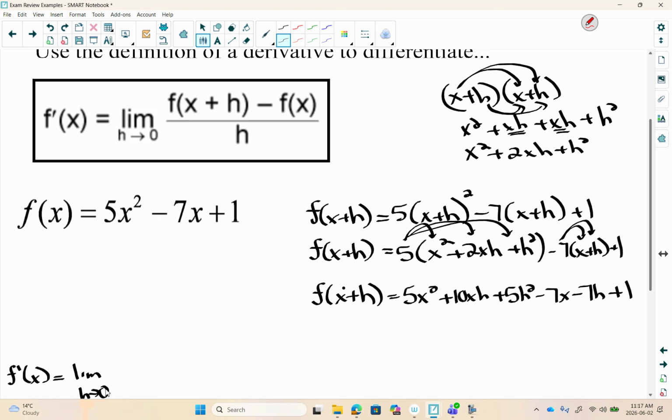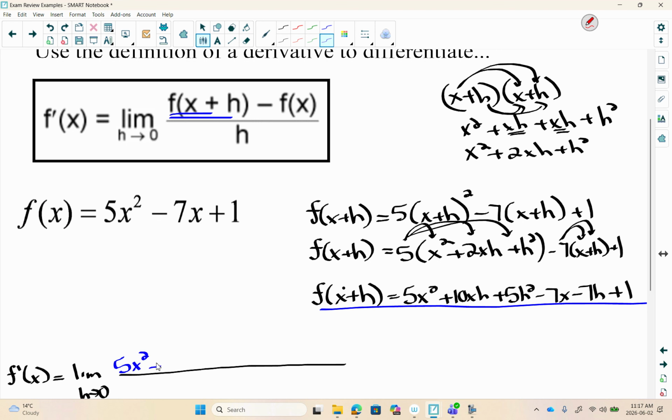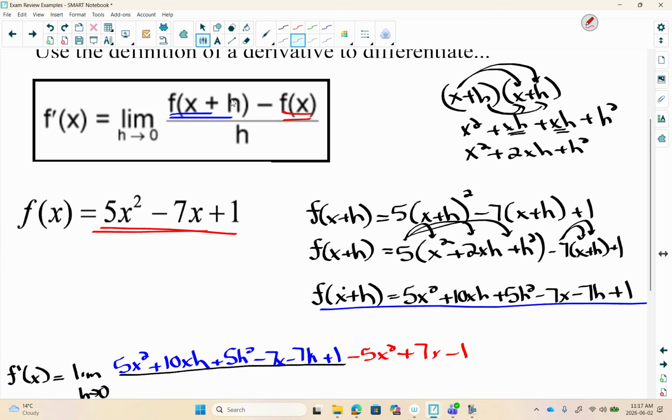This comes from the tangent problem. F at x plus h, that's these 6 terms right here: 5x squared plus 10xh plus 5h squared minus 7x minus 7h plus 1. And then I'm going to subtract these guys right here. Are you okay with me distributing this negative sign over those 3 terms right now? This would become a minus 5x squared. This would become a plus 7x. And this would become a minus 1.